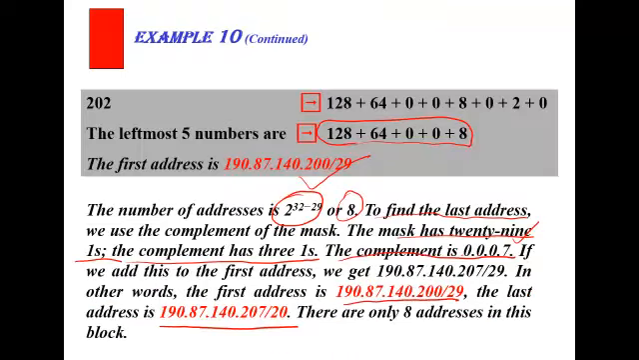process of finding the complete block detail, right? So this is the method.